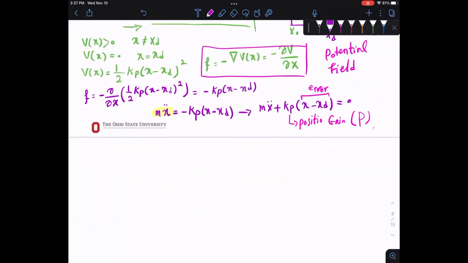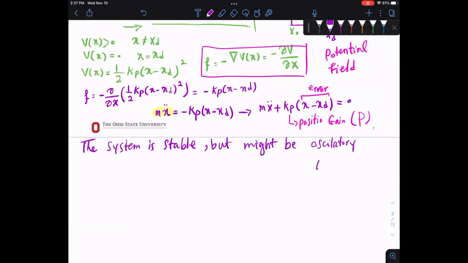All right. So the system is stable, assuming we can find this equal to 0, but it might be oscillatory. Oscillatory is like this. This is stable because it is bounded, but it does not stop. So you have a steady state error that might be larger than what you wanted, right? You want to get rid of that part.